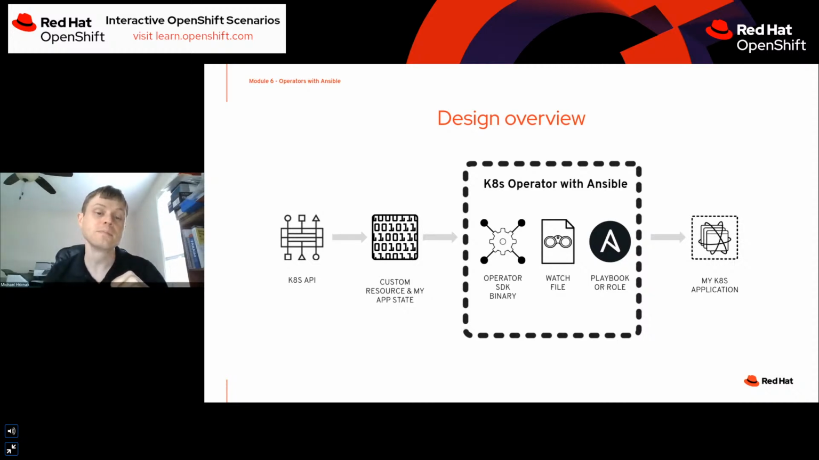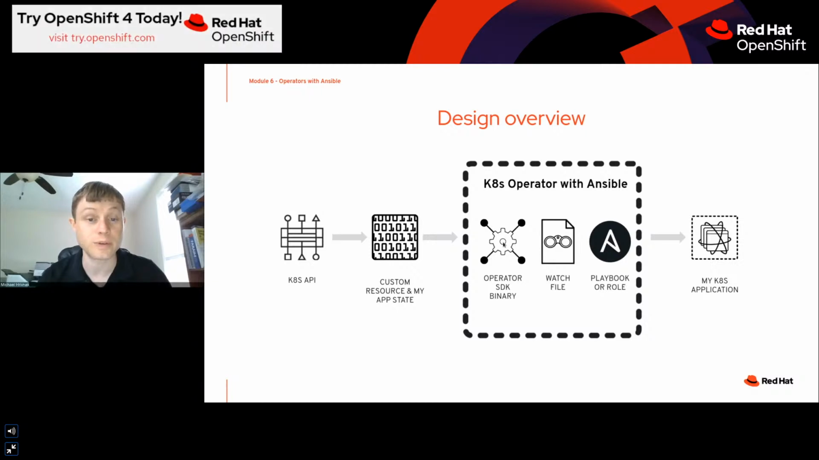So all it does is it watches events. You tell it what resources to watch events for. So in this case, you'll say, I want you to watch the memcached resource. And you express that in this watches file, in fact. So it's watching for events, and it gets an event, and it sees, okay, I got an event for a memcached resource. What do I do now?